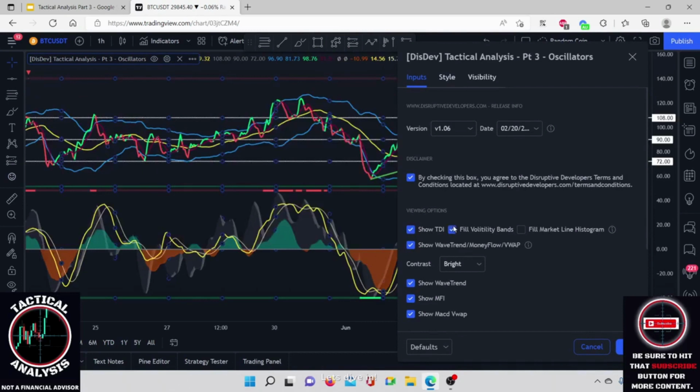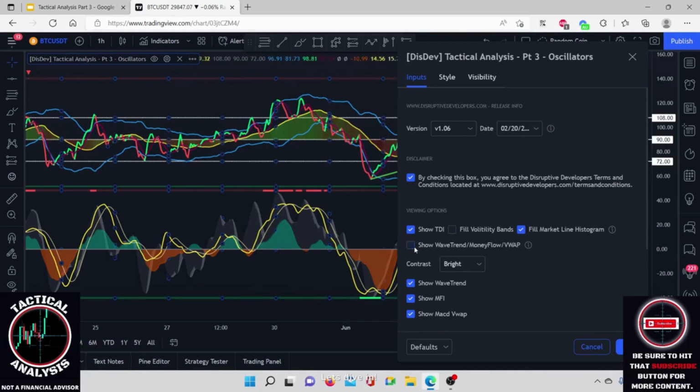Okay, you can fill the volatility bands, right? Fill these blue if you want a better picture. If it's distracting, if you just like to see a more solid background, if that's better on the eyes, whatever it may be, that's your option. Okay, you can fill the market histogram line, which is accompanying this yellow line. It shows you volatility as well.